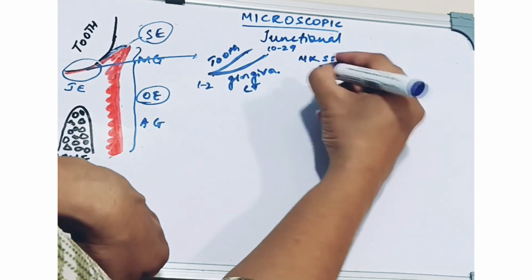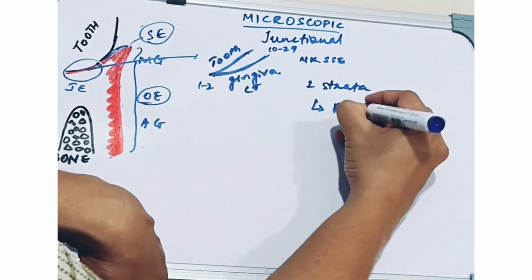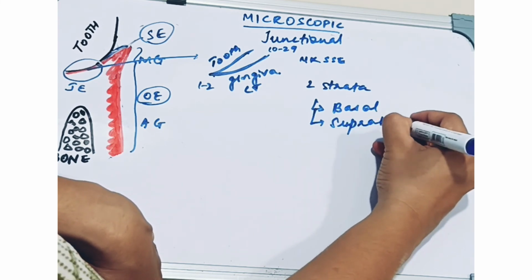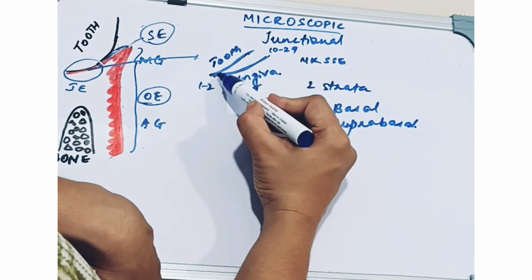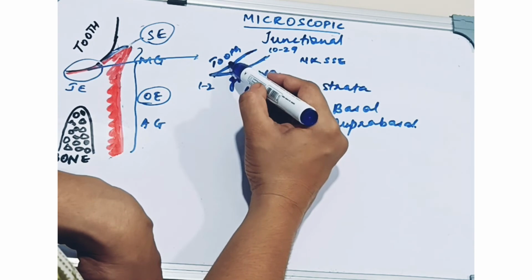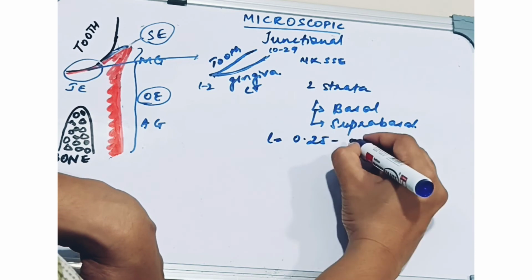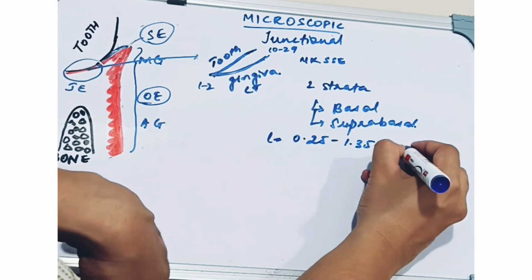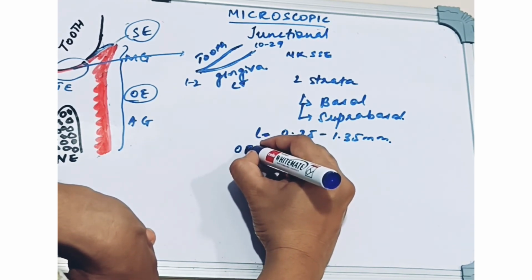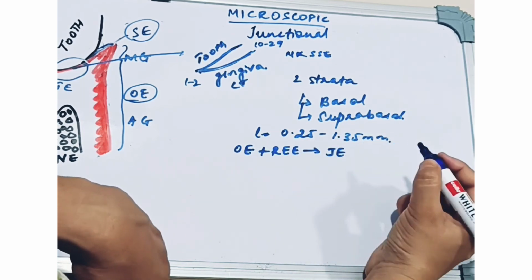Now it has two strata, that is the basal and suprabasal. The basal layer is the one which faces the connective tissue. So this is the basal layer. Whereas this one which faces the tooth is the suprabasal layer. Length is 0.25 to 1.35 mm. The formation of junctional epithelium occurs during tooth eruption by a confluence of outer epithelium and reduced enamel epithelium. They together form the junctional epithelium.